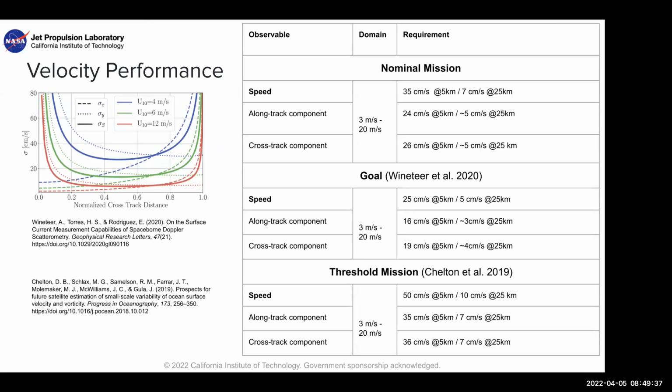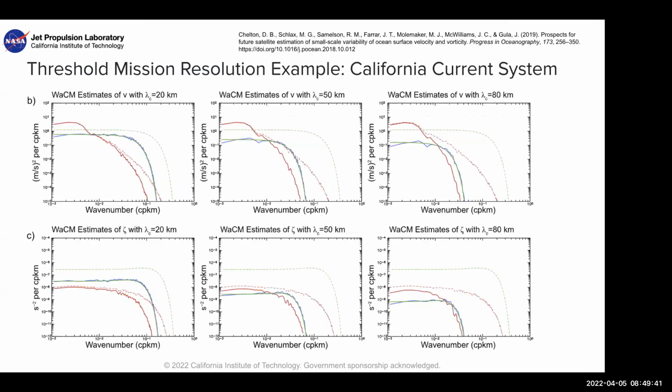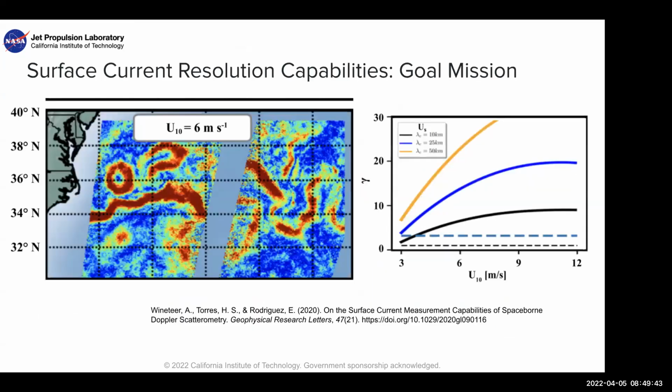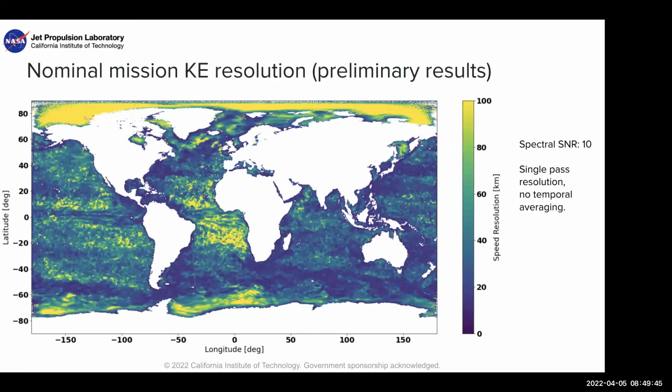Hi, Ernesto, could you go back to the slide of the kinetic energy resolution map? Do you have any ideas of why the resolution is poorer in the tropical Atlantic, particularly the South tropical Atlantic? What's the process that's responsible for that? That kind of surprises me.